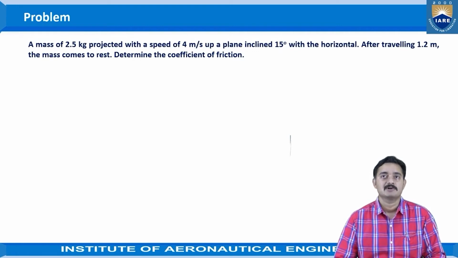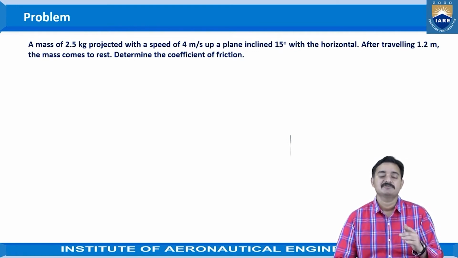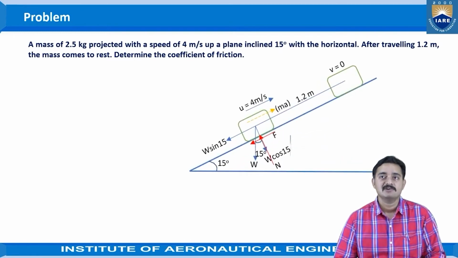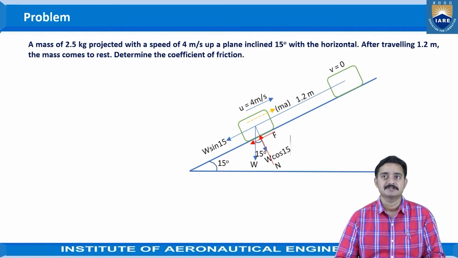Now, let us do another problem on the inertia force, the D'Alembert's principle. The problem given is a mass of 2.5 kg projected with a speed of 4 meters per second up an inclined plane, inclined at 15 degrees with the horizontal. After traveling 1.2 meters, the mass comes to rest. Determine the coefficient of friction.